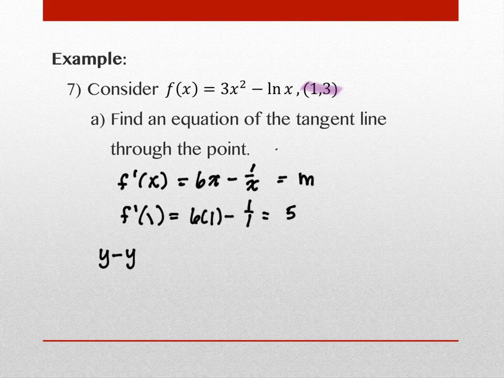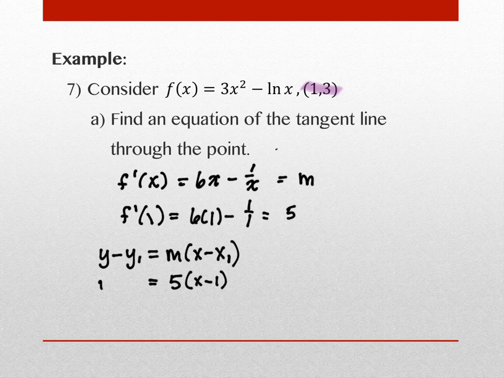And then if you'll remember, when we find the tangent line, we just use the line equation that you learned back in like algebra 1. y minus y1 equals m times x minus x1. The m value is what we just found, 5. The ordered pair, we were given the 1, 3.